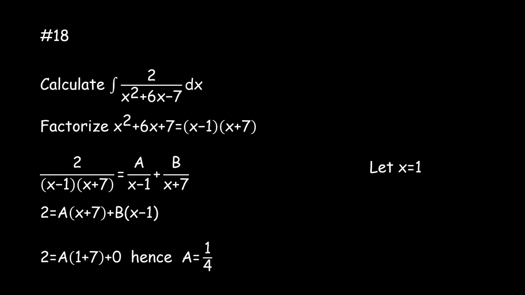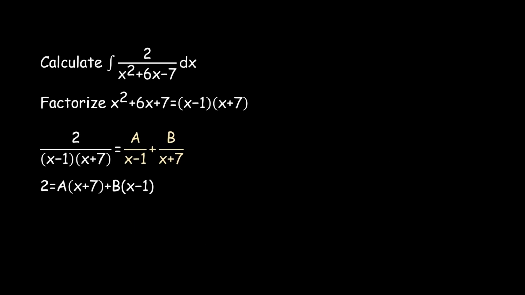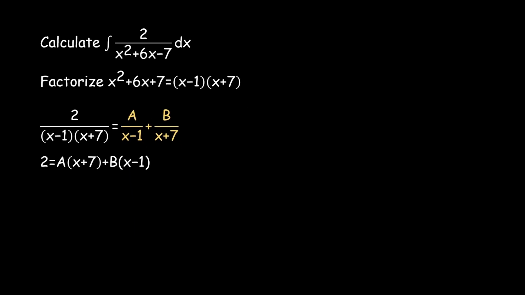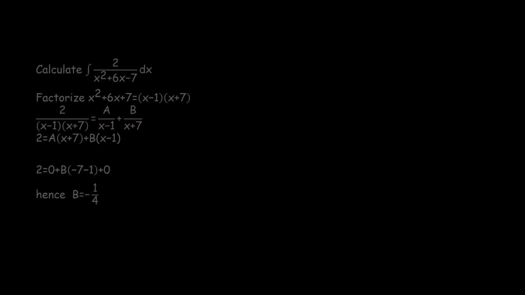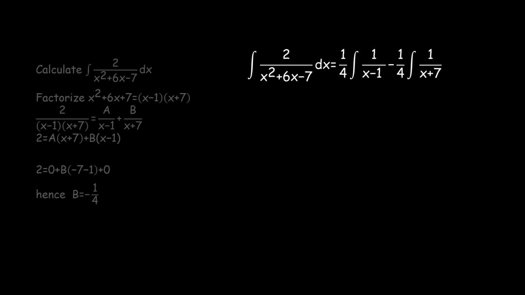Okay, so now we need to work out the value of B by substituting x equal to -7 so that it eliminates the A. That would give us 2 equal to 0 plus B times -7 minus 1 plus A times 0. Hence B is -1/4. Okay, we can now substitute this into our original equation as partial fractions.